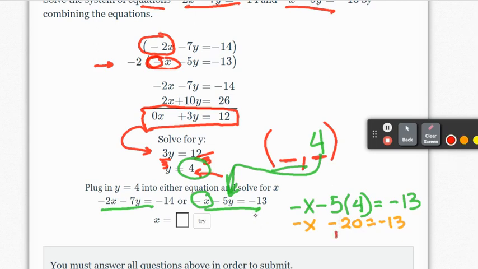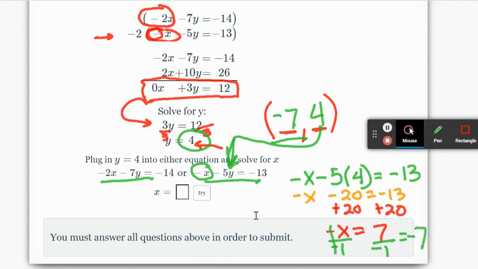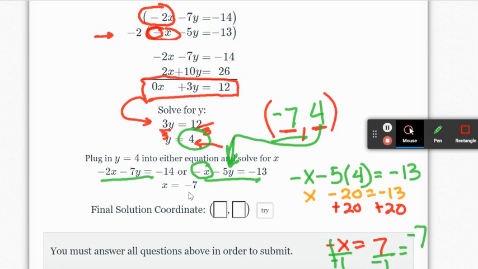And then I add the 20 to the other side. And I get -x equals 7. Divide both sides by -1. And I get -7 is my x value. So -7 goes right here. So I'm supposed to put -7 in the box right here, and it says try. So you click try. And by giving you this box, it's saying you're right.